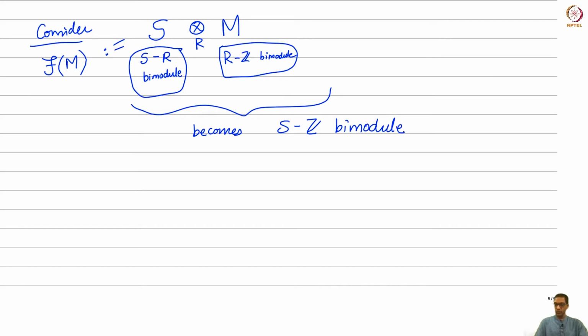Now this object is exactly what we mean by what we get by extension of scalars, because observe, to say that it is an SZ bimodule, I can ignore the Z, right? The Z module structure doesn't add anything more, it's just the abelian group. So what I have therefore, i.e. this, is an S module.